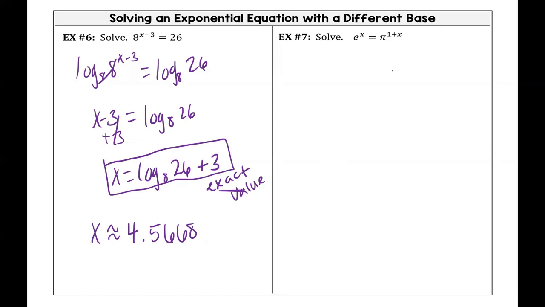All right, here we're going to do an example where we use natural log. We're going to take the natural log of both sides in order to free our exponent. When I take the natural log of e to the x, what I do to one side, I do to the other: natural log of pi to the 1 plus x. These are inverse properties, so they cancel each other out. So we're left with x equals, and then I'm going to use the power property, and it becomes 1 plus x.